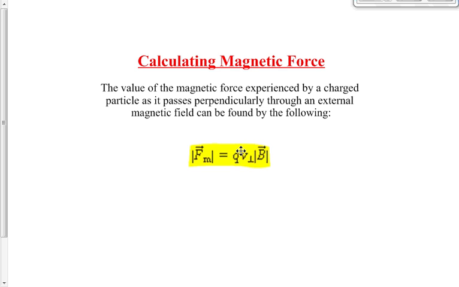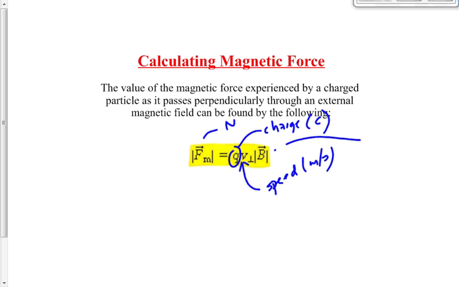Fm obviously stands for magnetic force, and that's going to be measured in newtons. Q stands for the charge, and that's going to be measured in coulombs. What do you think V stands for? No, it's not a direction. V stands for, not velocity, but you're close. Speed, yeah. And that's going to be in meters per second.